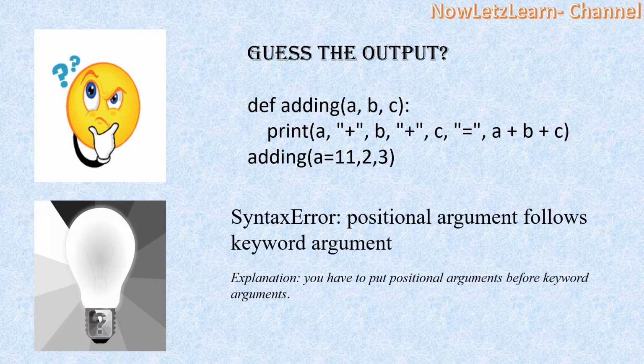What do we have as the answer? Syntax error. And why is that? That's because in Python you have to put positional arguments before keyword arguments. If I had said 11 comma 2 comma c is equal to 3, then this would have been the right syntax, and it would have executed with the output. But since I used the keyword argument before the positional argument, we got a syntax error.